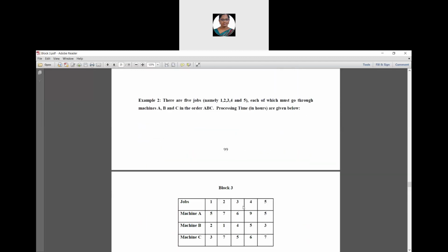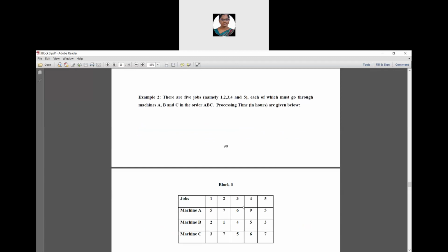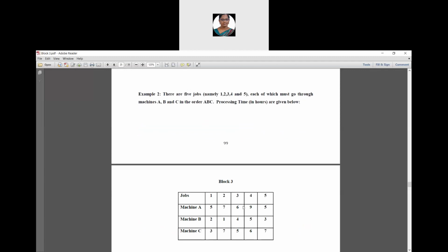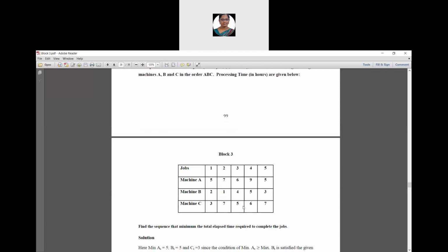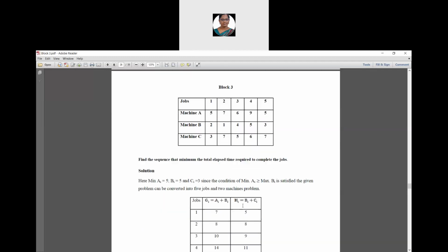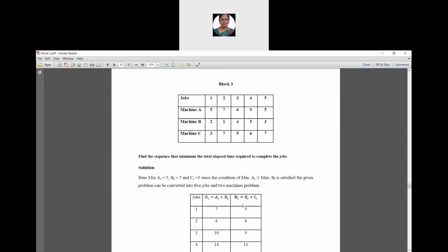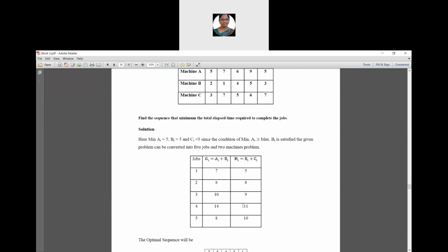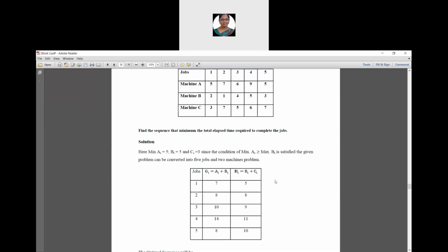There are 5 jobs, namely 1, 2, 3, 4, and 5, each of which must go through machines A, B, and C in the order ABC. Processing times in hours are given below in the table. Using this, we have to find the sequence that minimizes the total elapsed time required to complete the jobs. Okay, so here given is a 3 machine problem. We have to check whether the 2 conditions are satisfied or not.